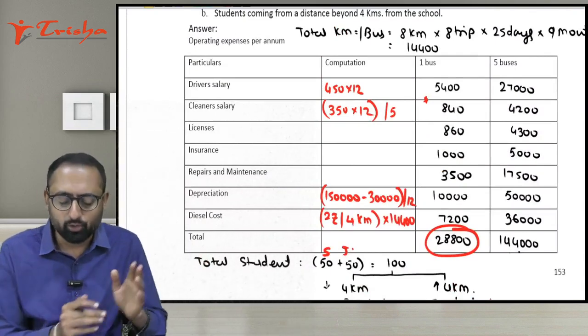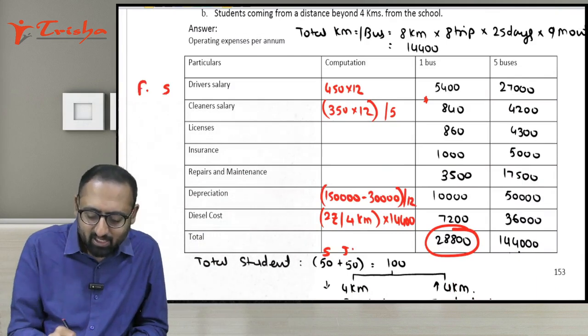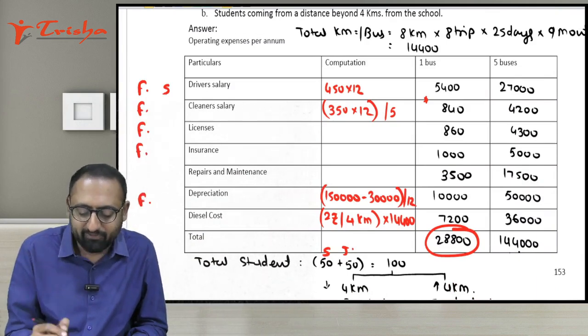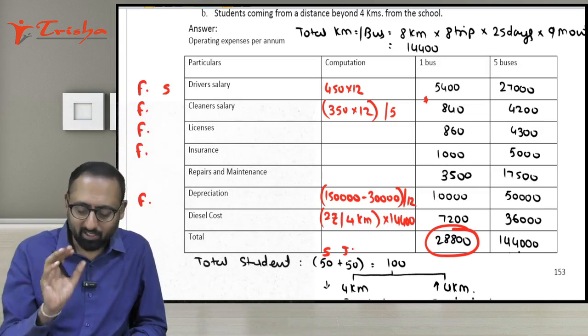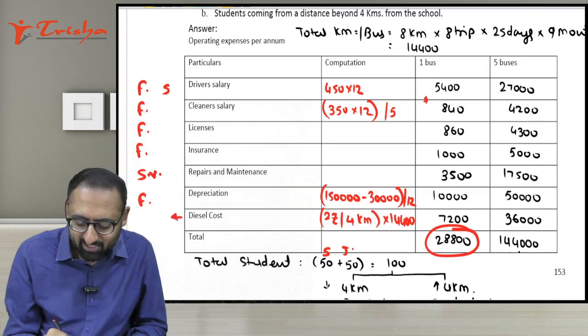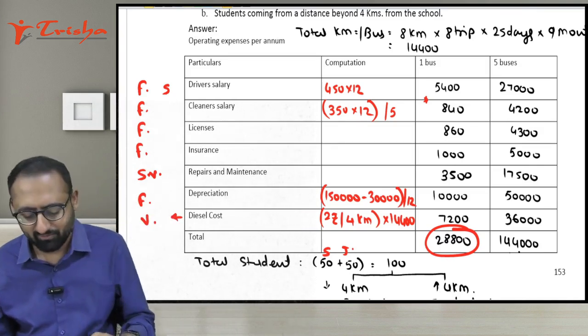As I already told you, driver salary will be a standing charge, that is a fixed expense. Cleaner salary will be a fixed expense. License will be a fixed expense. Insurance will be a fixed expense. Depreciation will be a fixed expense, because depreciation is on the basis of time. So you can take a total of these. Then repairs and maintenance will be semi-variable expenses, and diesel cost will be a variable expense. So you can classify these, and you can work out like this.